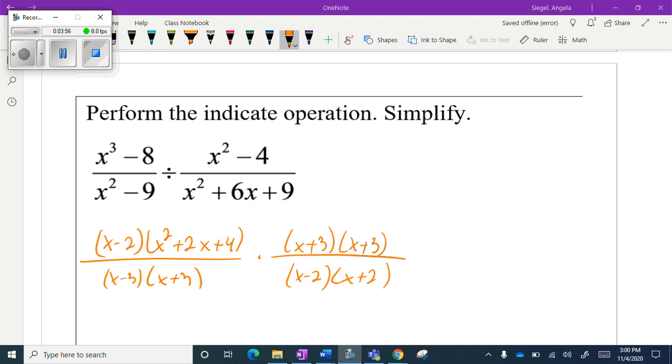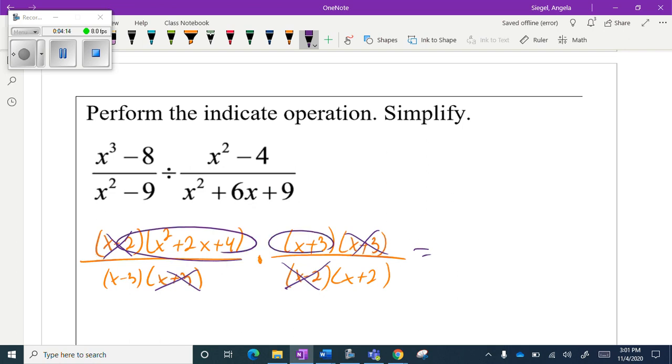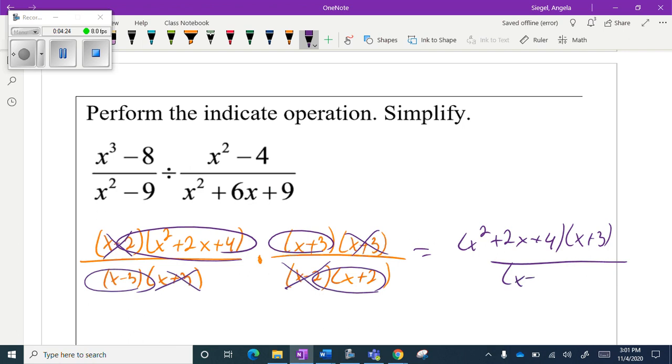Okay, so I broke it down and I flipped it, so now it's a multiplication problem. So now I am going to simplify. So I have an x minus 2 here. I have, let's see, an x plus 3 here. Is there anything else that I can cancel? I think that's it. So we've got these 2 things on top: x squared plus 2x plus 4, and then x plus 3. And then on bottom, I have an x minus 3 and x plus 2.